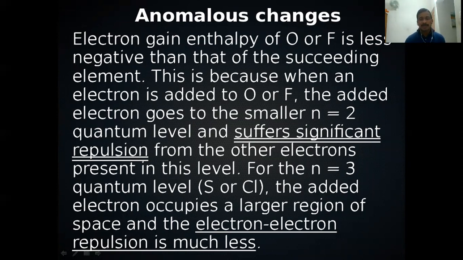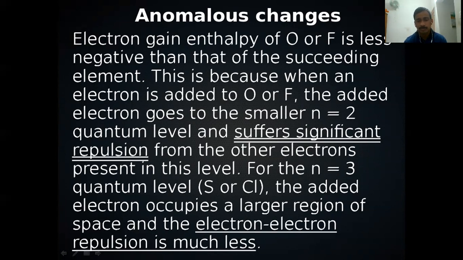Already we mentioned that is in the case of oxygen and fluorine. Oxygen has lower electron gain enthalpy than sulfur. Fluorine has lower electron gain enthalpy than chlorine. In these two cases, the reason is the same. In case of oxygen, the electron filling is taking place in second orbit.